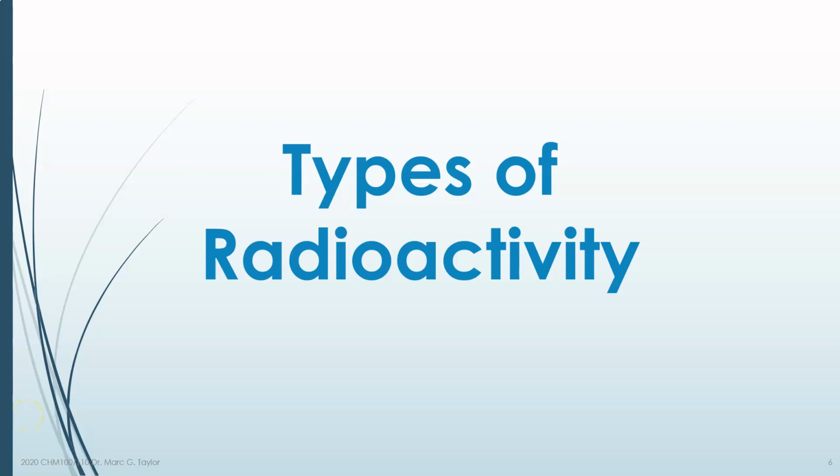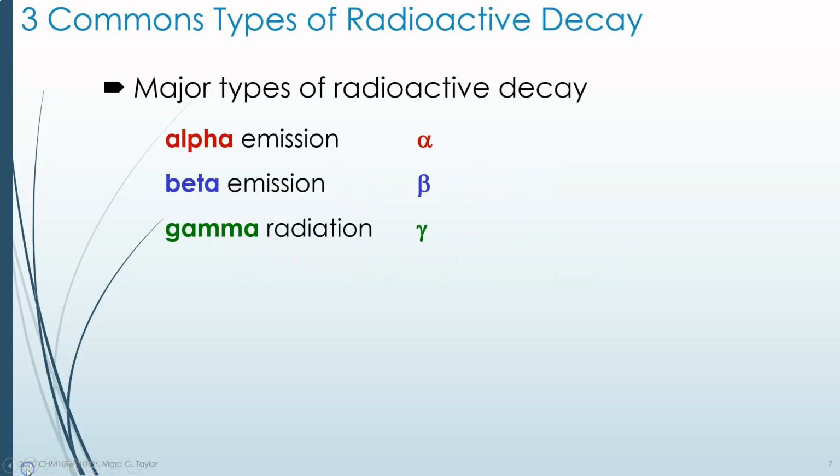Nuclear chemistry continued. Types of radioactivity. So in this module, we're going to talk about some of the common types of radioactive decay. The most common types that you need to know about are the alpha decay, the beta decay, and the gamma decay, also known as the alpha emission, beta emission, and gamma emission. And we abbreviate it with the Greek letters alpha, beta, and gamma shown here.